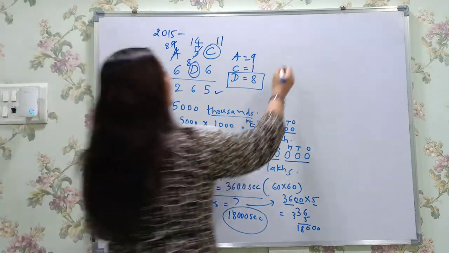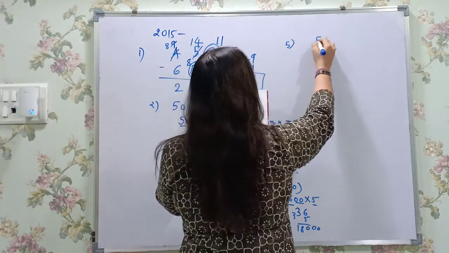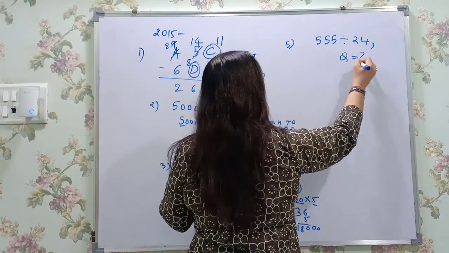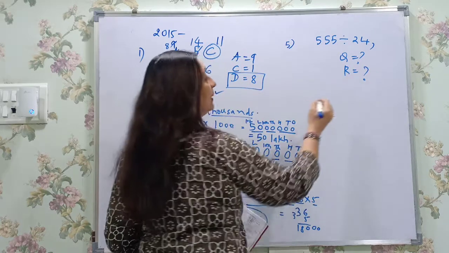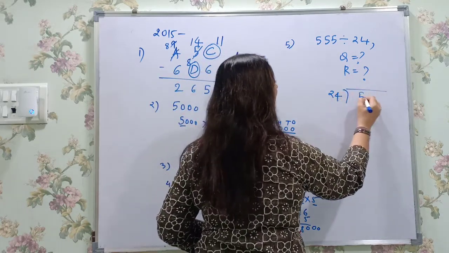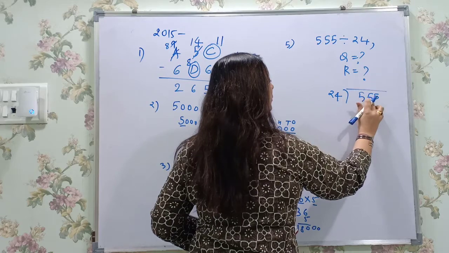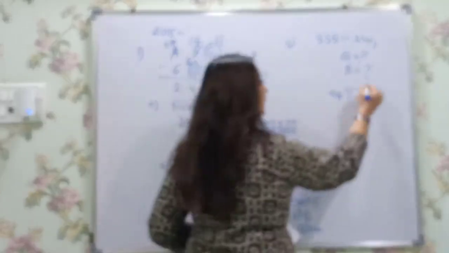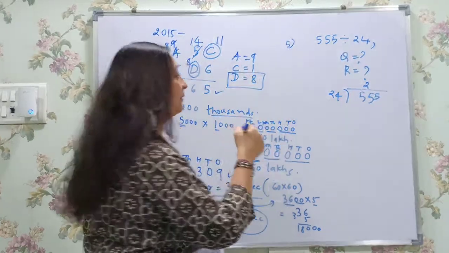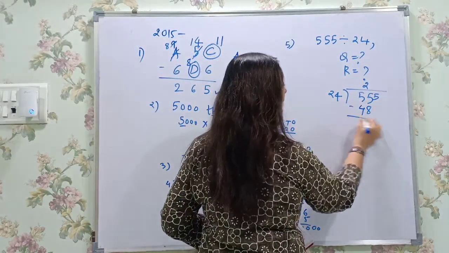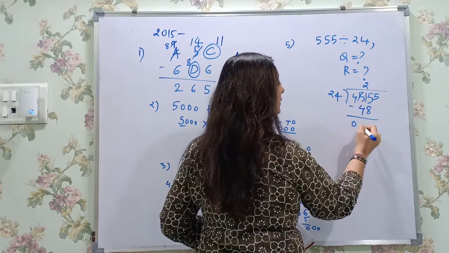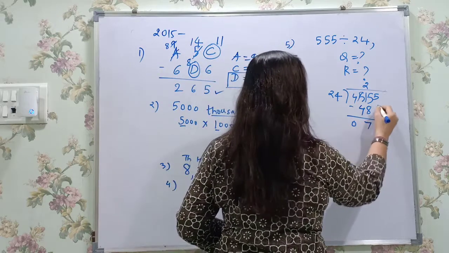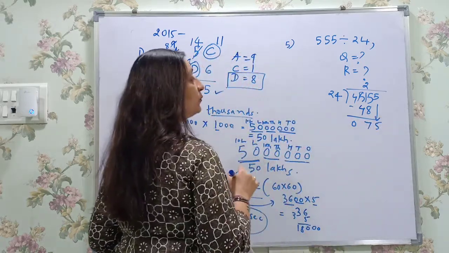Sum number 5. When 555 is divided by 24, what is the quotient and what is the remainder? Now let's divide. 24 ones are 24, 24 twos are 48. If you don't know the table, you can multiply and check. So the answer is 75.